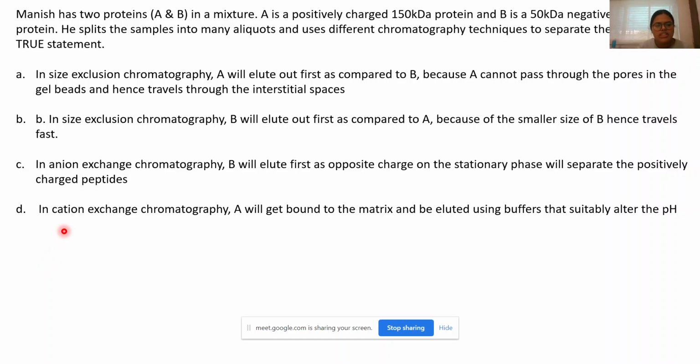I hope this question is clear, because there was a lot of confusion, and everyone was having different opinions. If there is still any confusion in these two chromatography techniques, you can ask. Okay, so I think there's no confusion. I will move to the next question.